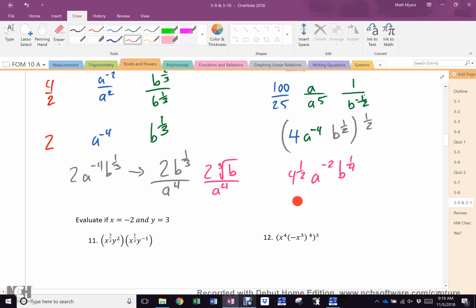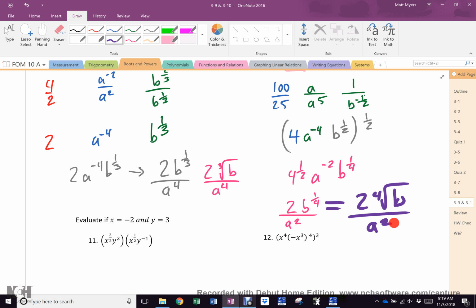What's the square root of 4? 2. A to the negative 2, is that allowed? That would go down here. And b to the 1/4. Is that okay if I said exponential form? Yes. If I said radical form, would that be okay? No, it would become 2 fourth root b over a squared. That's if you did this way.